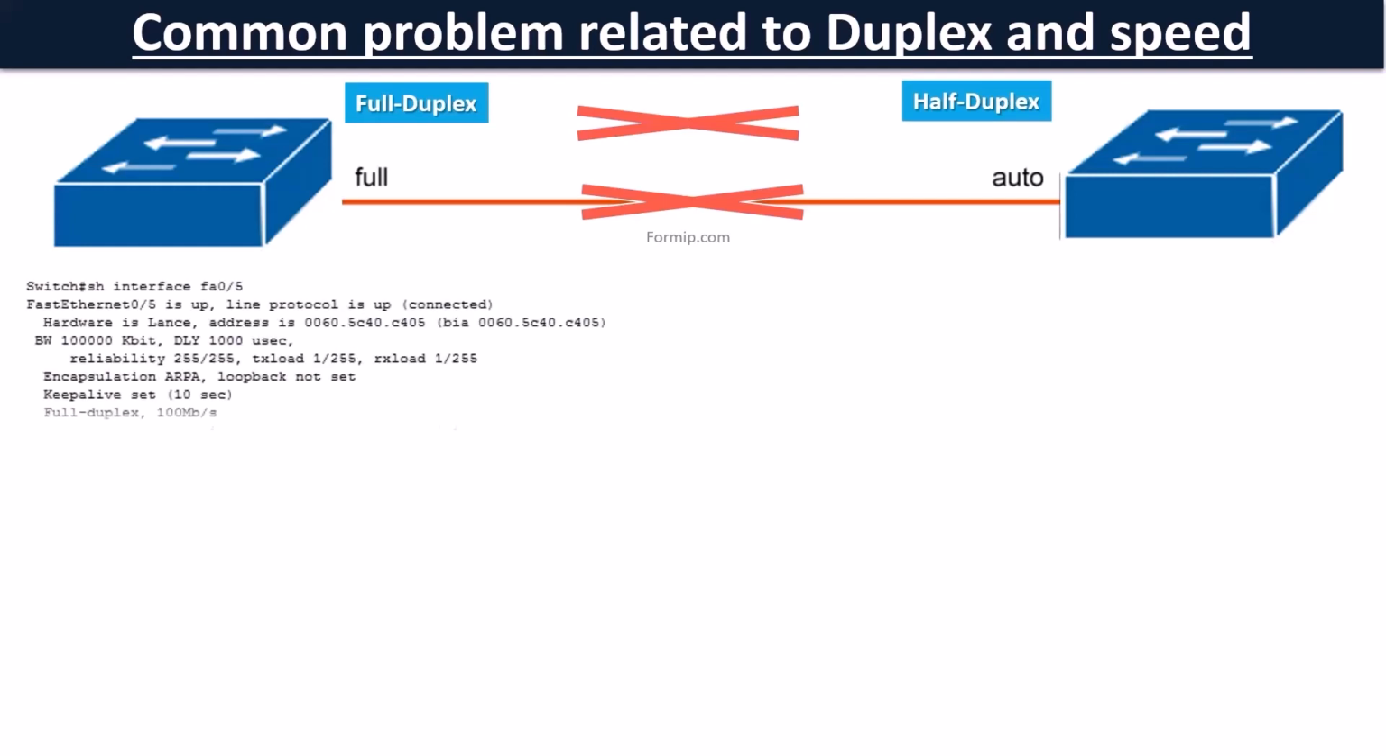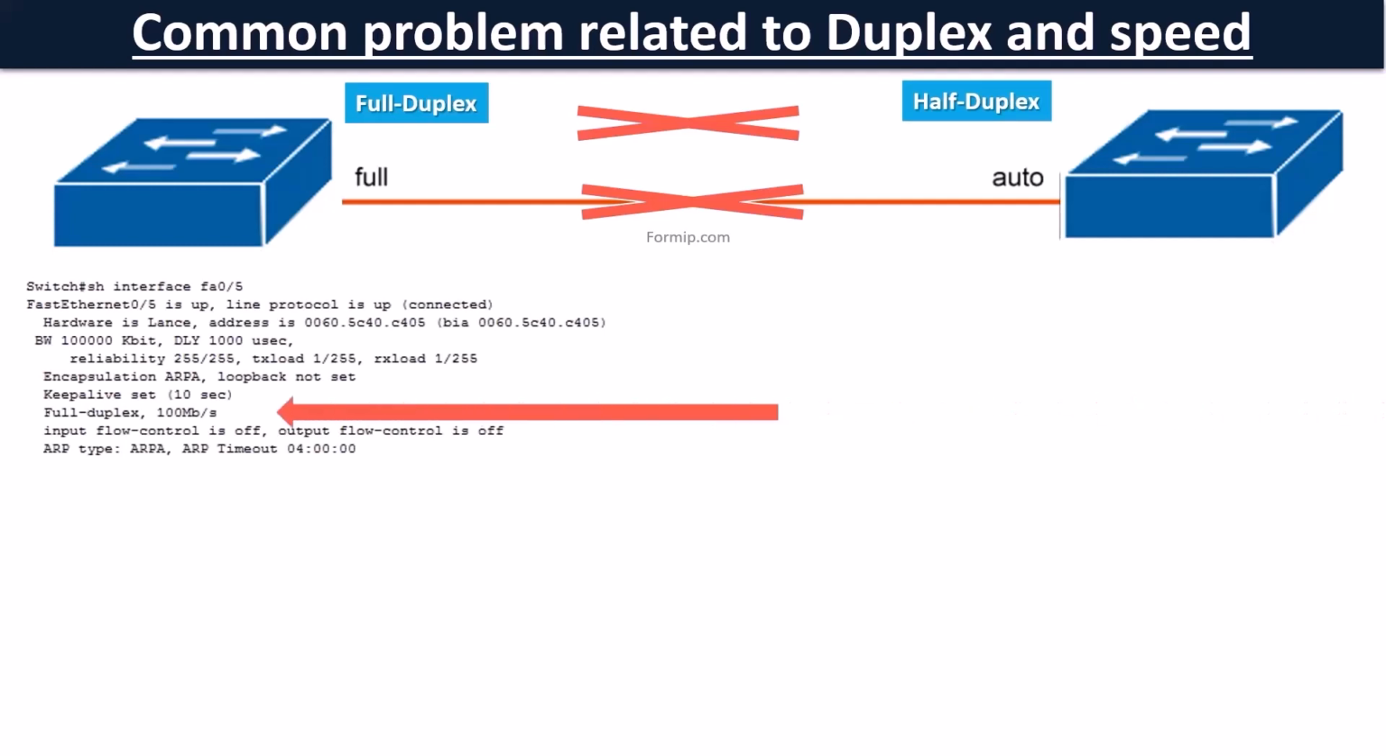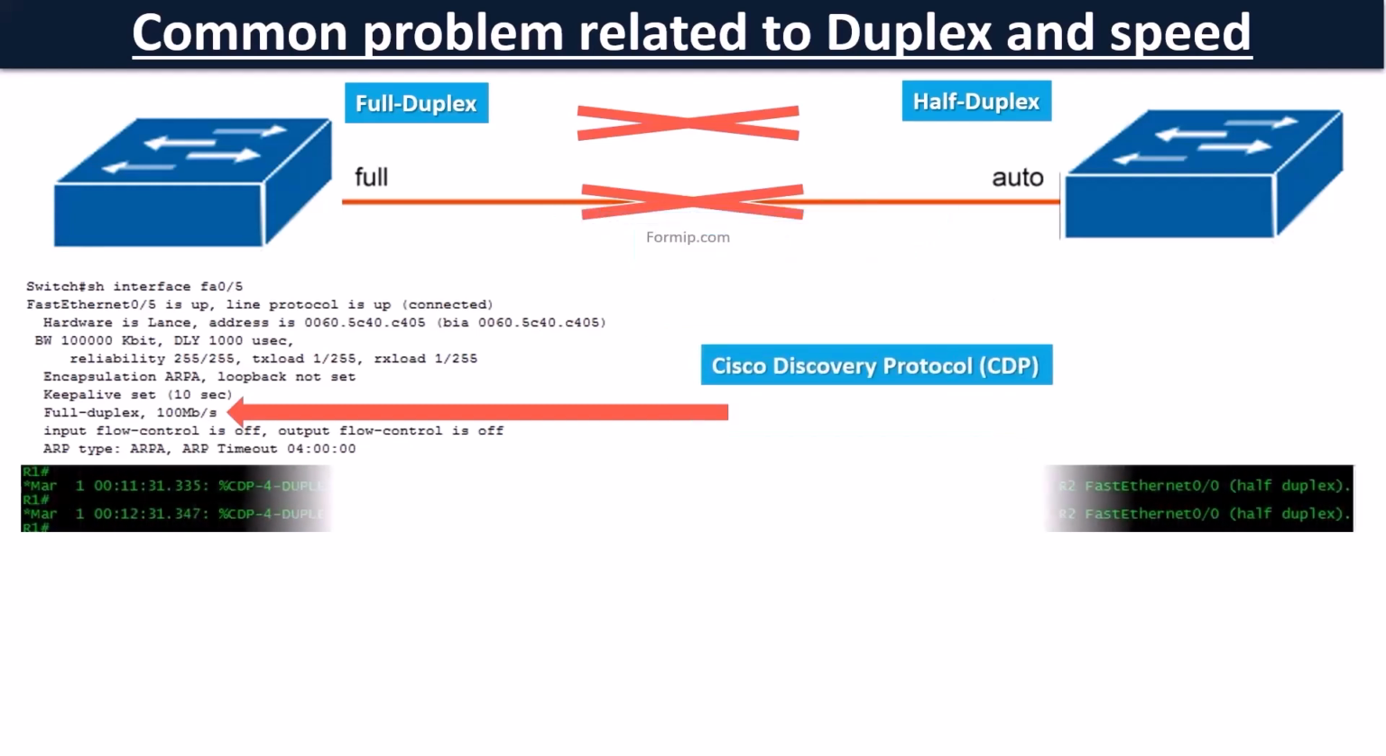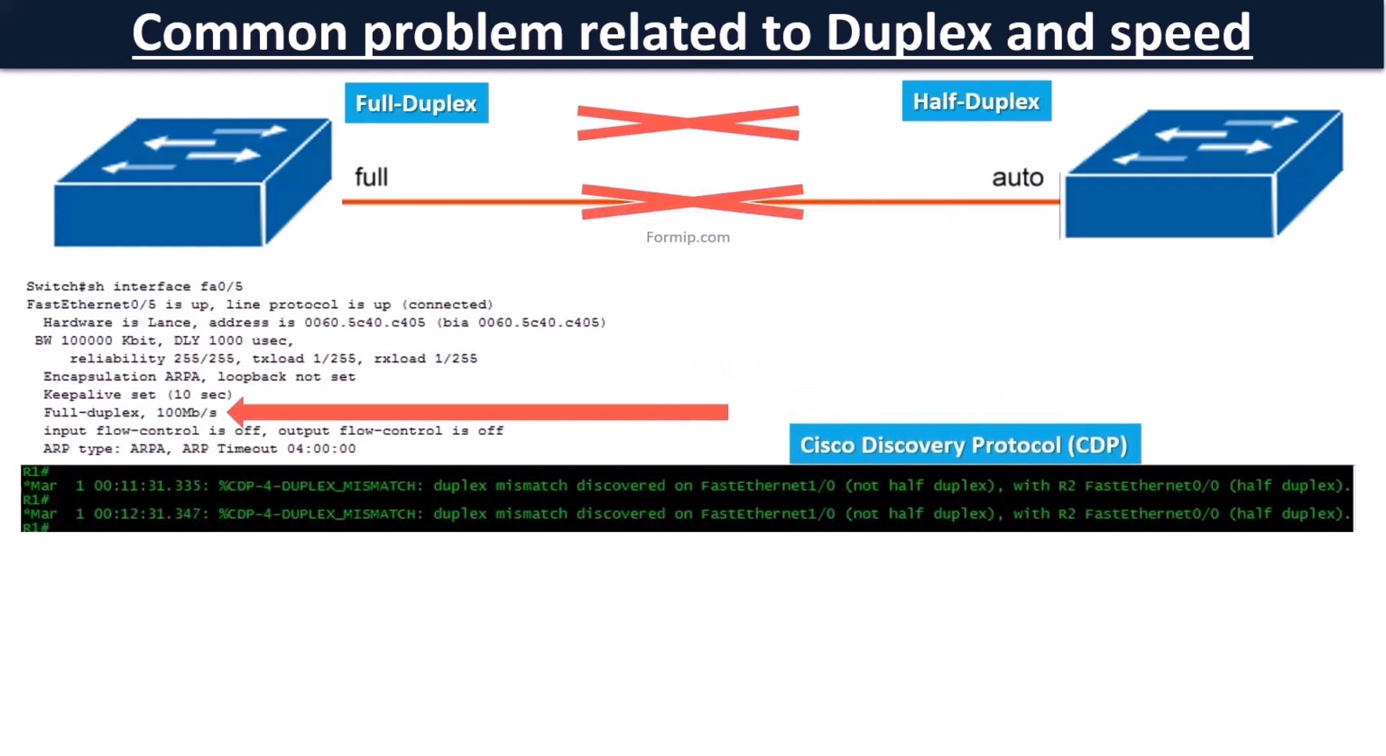The show interface command, followed by the interface number, allows you to check the duplex and speed settings. If the CDP protocol is enabled and there are duplex problems, then it is possible to see error messages displayed directly on the console.